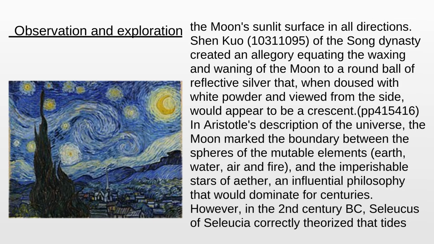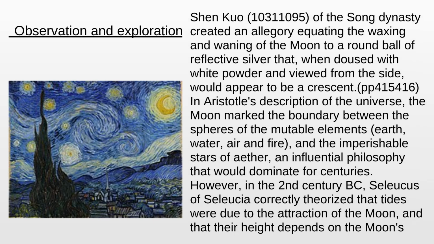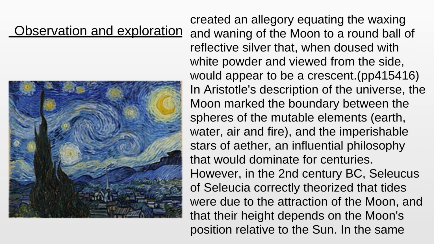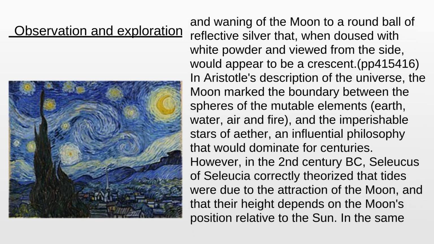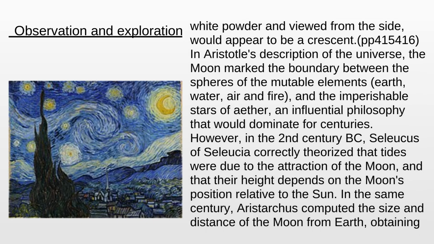Shen Kuo of the Song dynasty created an allegory equating the waxing and waning of the Moon to a round ball of reflective silver that, when doused with white powder and viewed from the side, would appear to be a crescent.